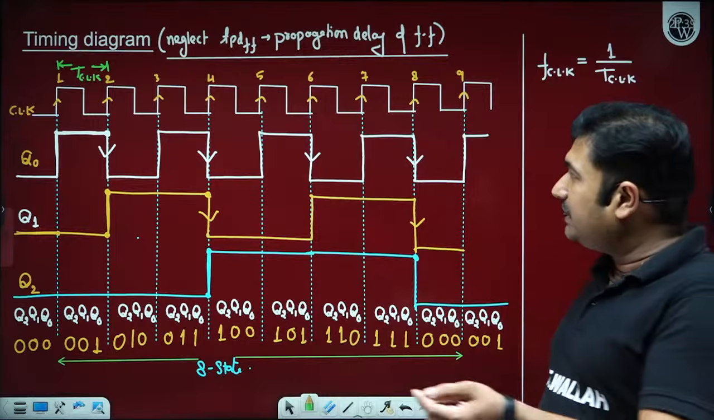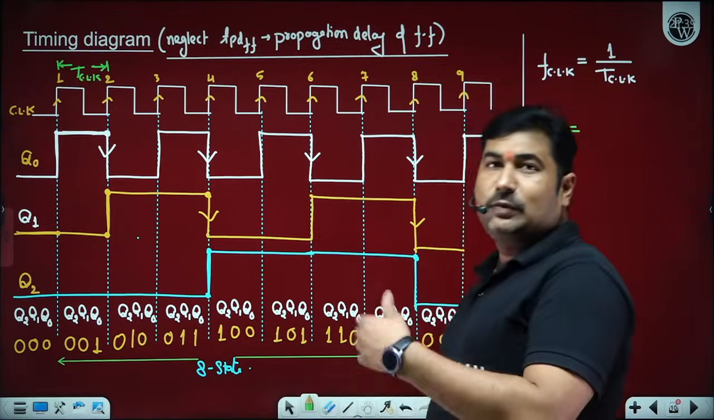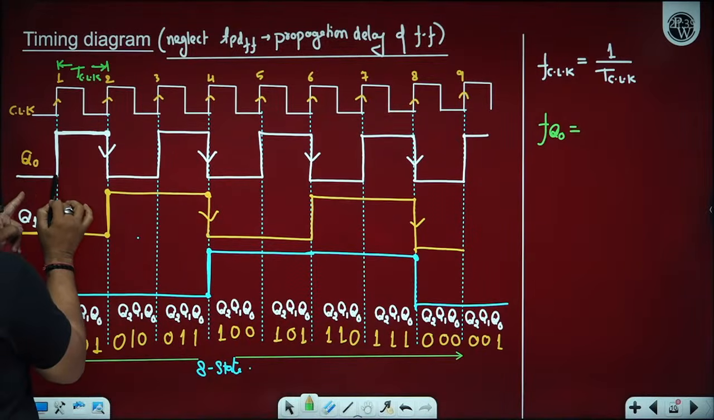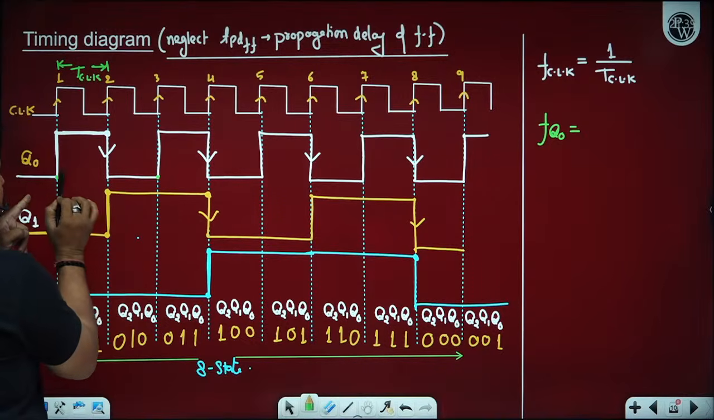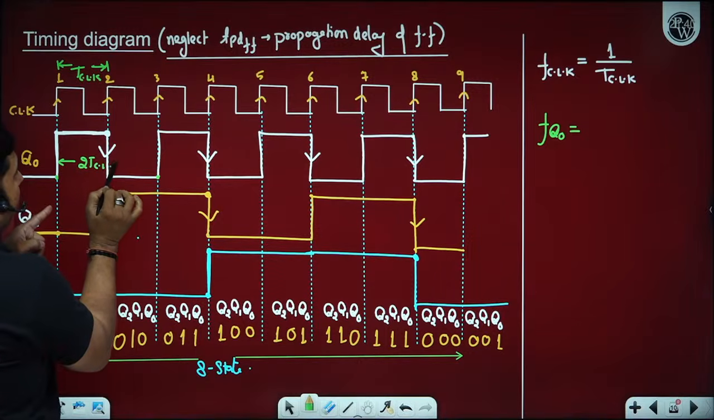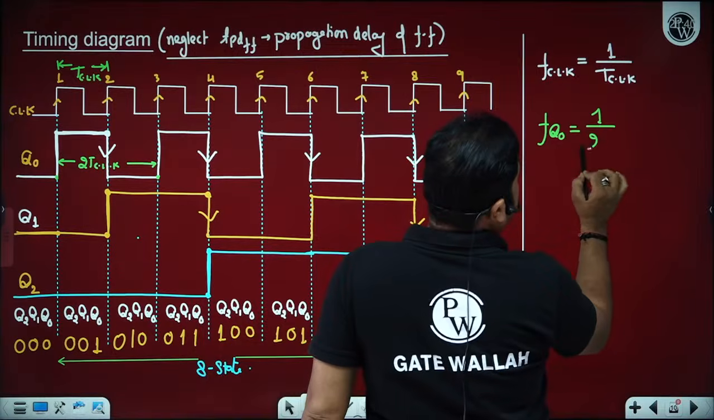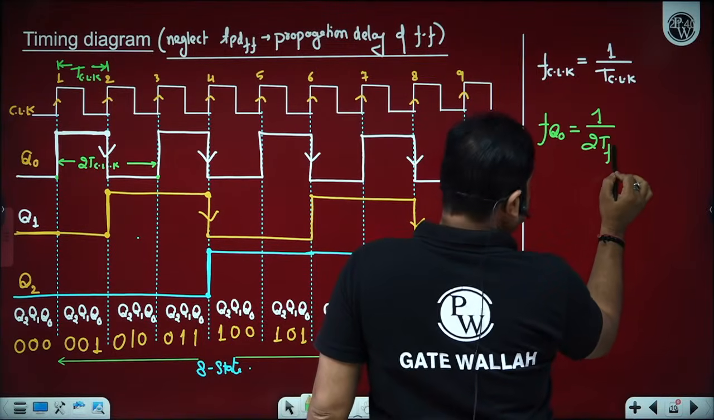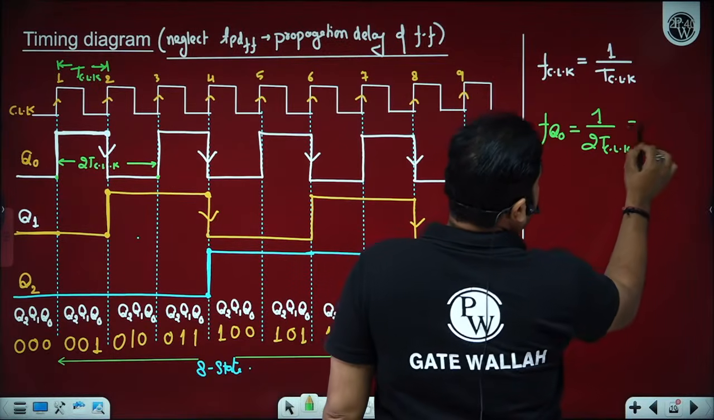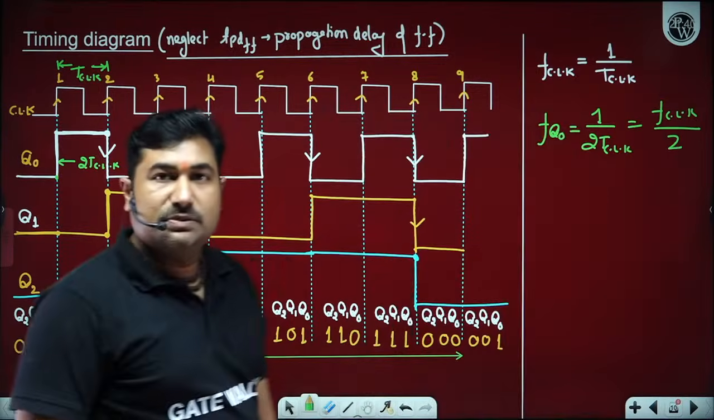If we observe the output Q0 and want to find its frequency, Q0 becomes high and then again becomes high at this position. So in between we have 2 TCLK, 2 time periods of the clock. You can write 1 upon 2 TCLK, and 1 upon TCLK is FCLK. So one can write FCLK by 2. How many of you are able to understand up to this part?